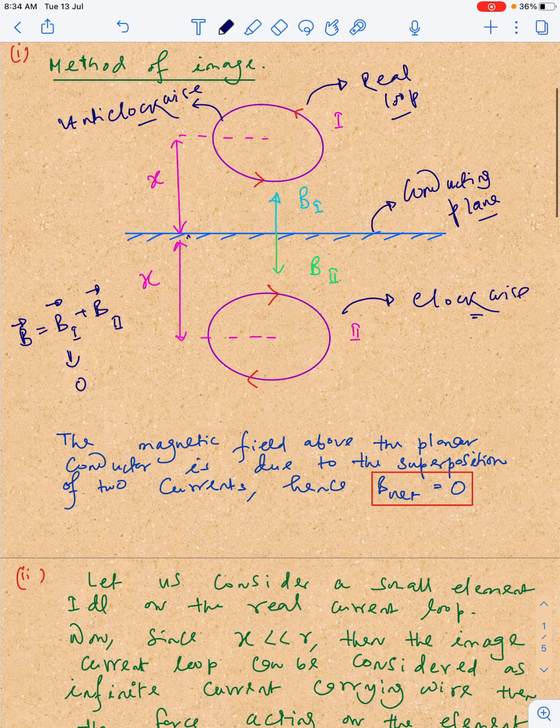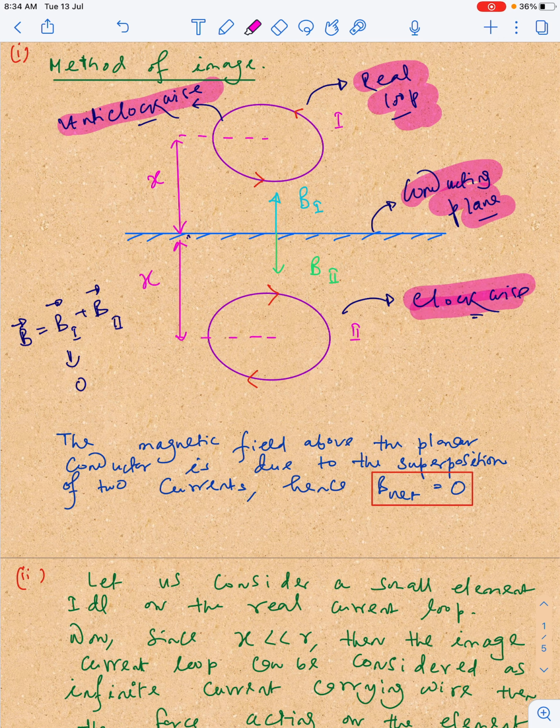The first question we will solve by the method of image, which you have learned in electrostatics. Now I will apply this in magnetism also. In the method of image, we are going to take two loops. As you can see, this is the conducting plane over here, and here we have this real loop. The current in the real loop is in anti-clockwise direction, correct? It is at a height x from the conducting plane. So at the same distance below, we will have the image loop. And the image loop will carry a current in the opposite sense. So in the real loop it is anti-clockwise, and in the image loop it will be clockwise.